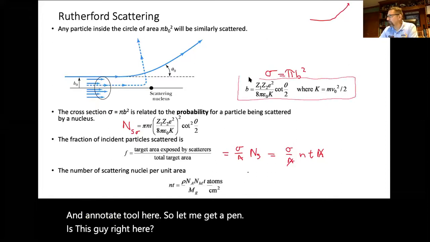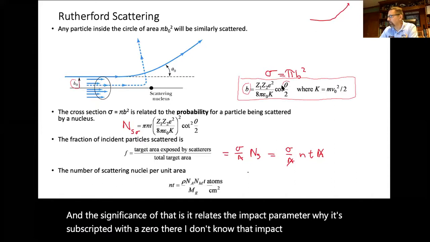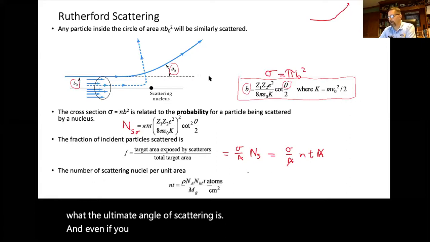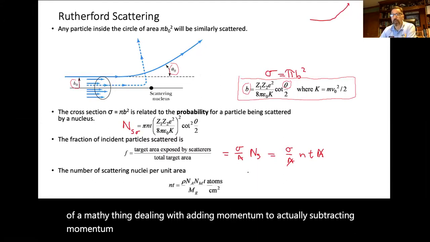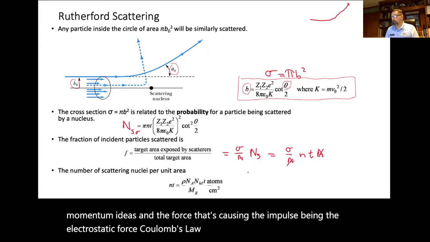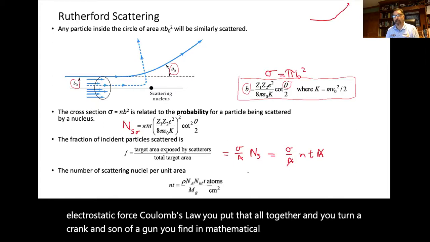And the significance of that is it relates the impact parameter, why it's subscripted with a 0 there, I don't know, to what the ultimate angle of scattering is. And even if you didn't follow the derivation of how I got this, it was kind of a mathy thing dealing with adding momentum, actually subtracting momentums to find a change in momentum, and then using impulse-momentum ideas and the force that's causing the impulse being the electrostatic force, Coulomb's law. You put that all together and you turn a crank, and son of a gun, you find a mathematical relationship between b and that angle theta.